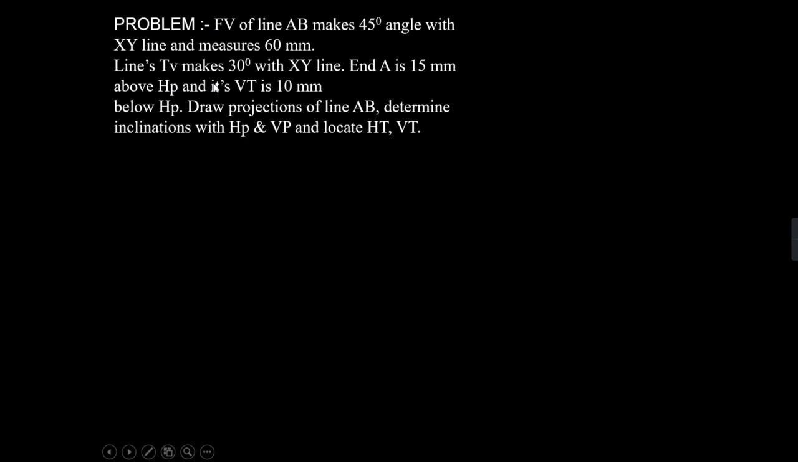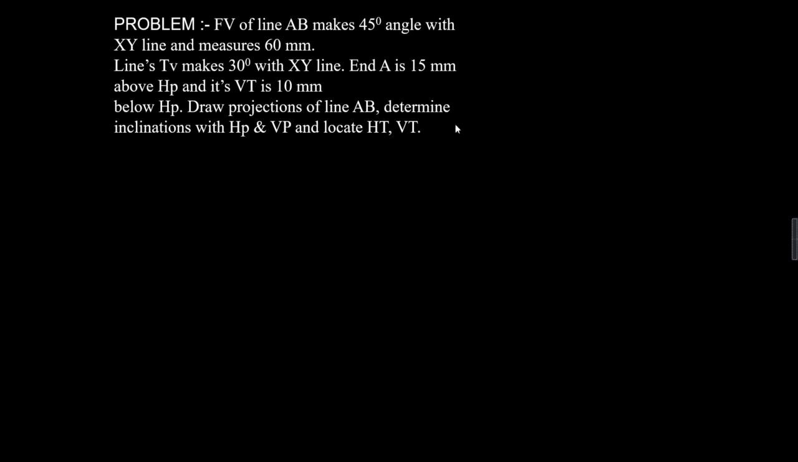And A is 15 mm above the HP and its vertical trace is 10 mm below the HP. So here the position of point A is given, that is 15 mm above the HP, and the other position of point A, whether in front of or behind the VP, is not given. Draw the position of a line AB, determine the inclination with the HP and VP, and locate the horizontal trace and vertical trace. Okay, we will start by marking the point A.